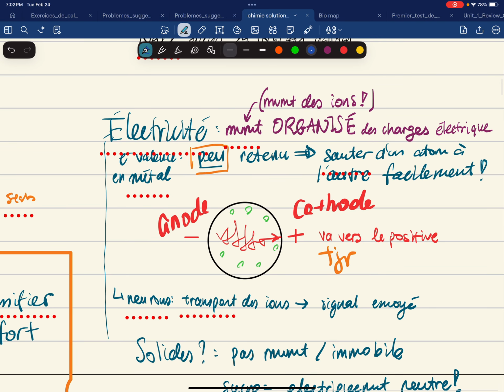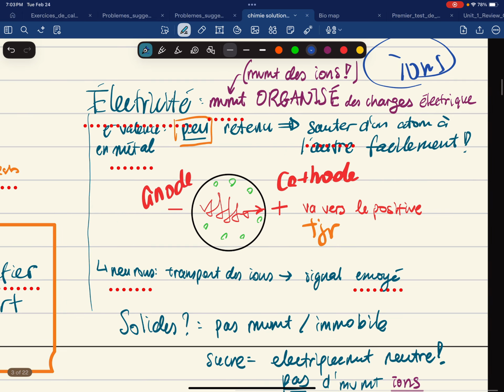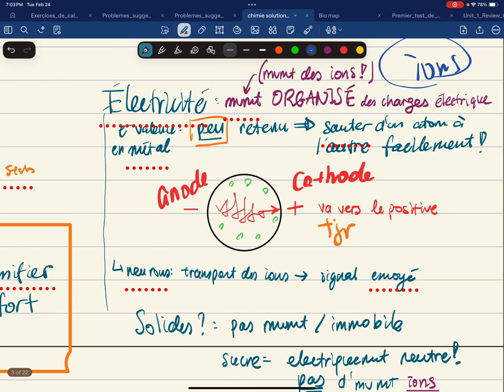Now, électricité is a mouvement organisé des charges électriques, not électrons. Il y a des électrons dans le métal, dans le solide, mais pas dans les solutions. Dans les solutions, c'est des ions qui font des mouvements organisés, des charges pour traverser, pour faire l'électricité, pour que le courant passe. Ça va aller des anodes vers les cathodes, toujours de négatif vers les positifs.